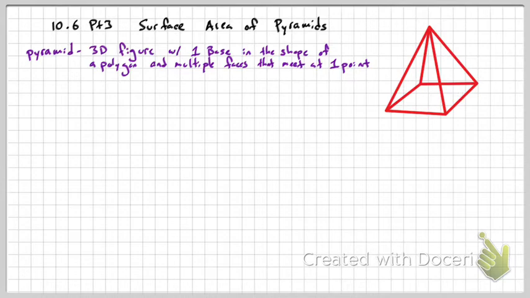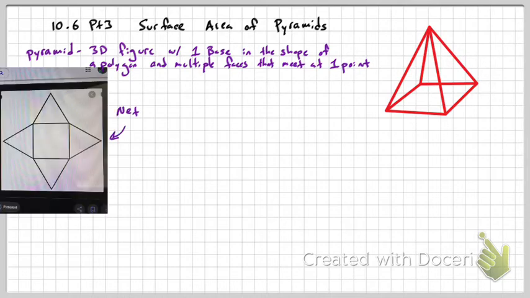Also, pyramids get named just like prisms by the shape of their base. So you could have a triangular pyramid, a quadrilateral pyramid, an octagonal pyramid, a square pyramid. You could have a pentagonal pyramid, right? But we're mainly going to be focusing on pyramids that have a base of a square. Okay. Let's look at the net next.